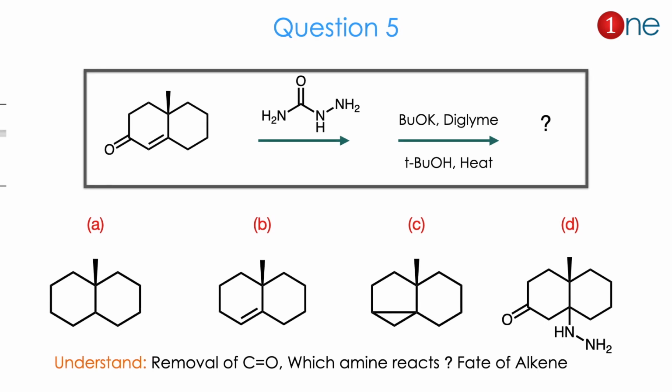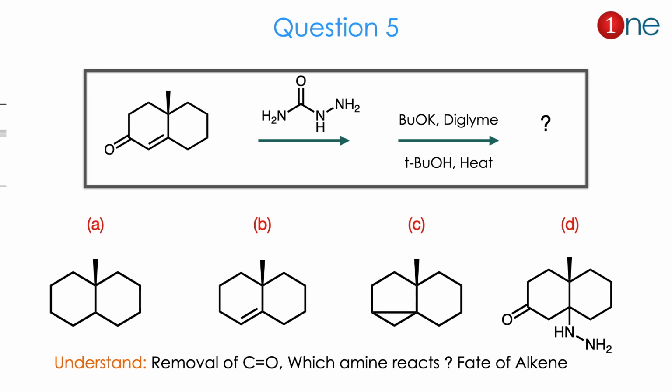Then question number 5. The starting material is a bicyclic conjugated ketone and you have a methyl position above. Another starting material is a multiple amine system. The possibility of a free amine and an amide is also there. Then you are using a base and a solvent. Then you are using a strong base with heat.